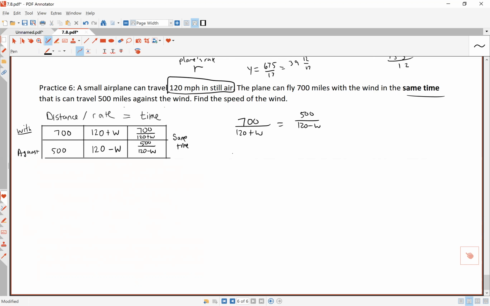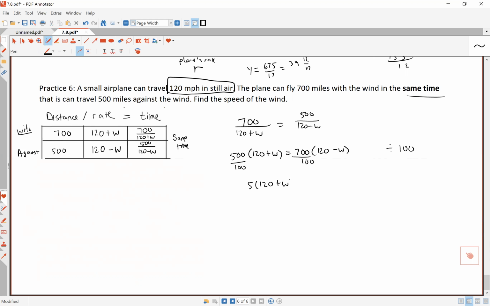So we take the cross products. 500 times 120 plus W, 700 times 120 minus W. It makes it so much easier to divide by the greatest common factor, which is 100 in these cases. 100 there, 100 there. It leaves us with 5 times 120 plus W, 7 times 120 minus W. So we distribute the 5 across, and that gives us 600. We distribute the 7 across, and that gives us 840.